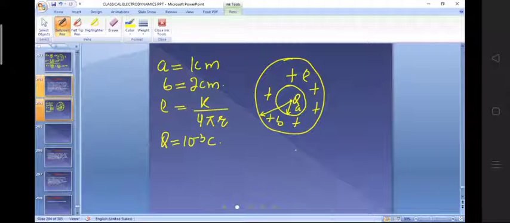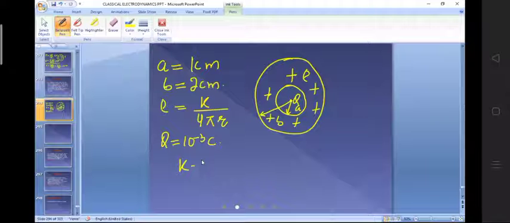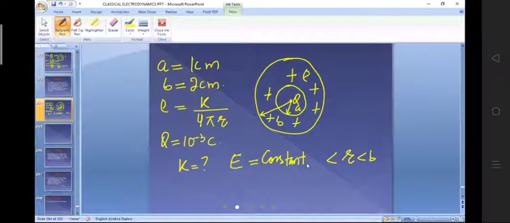Great, perfect. Then what is the question now? For what value of k is the electrostatic field inside the shell constant? So you are supposed to calculate what? We'll have to calculate the value of k, so that the electrostatic field between A and B is constant. In the shell, that is for R between A and B, you will have to calculate the value of K so that the electrostatic field is constant.